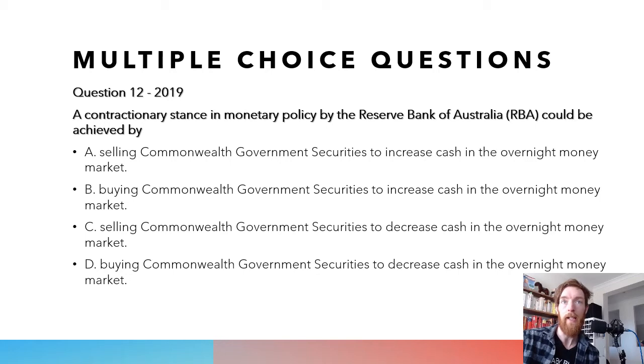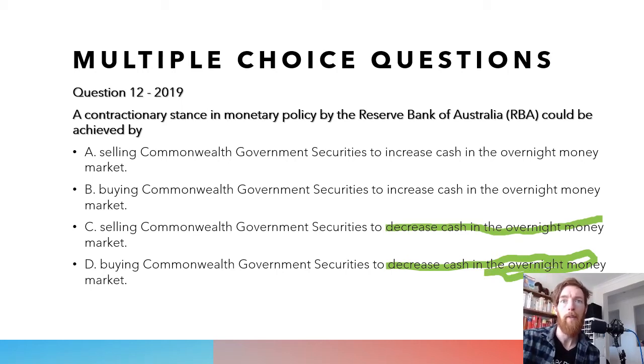So contractionary stance, they are trying to increase interest rates. So already with that, the way I immediately go to it, well, if they're trying to increase interest rates, they are going to want there to be less money in the overnight money market overall. So they're going to want it to be one of these two options of decreasing cash in the overnight money market. And then from there, because if there's less cash available, that puts upward pressure on the cash rate.